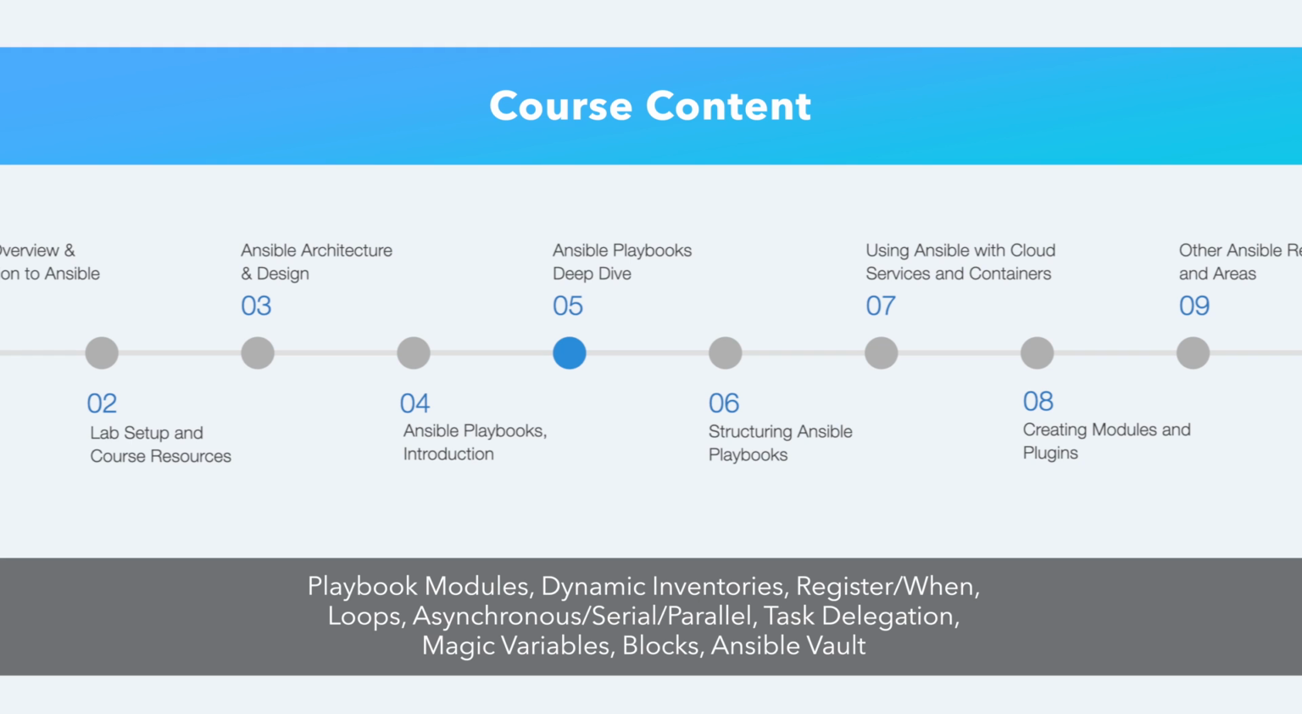We'll look at dynamic inventories, both how to use them and how to create them, the use of register and when for capturing information, the various ways of using loops. We'll look at the performance aspects with different means of execution such as asynchronous, serial and parallel, task delegation, i.e. how to make a task run on a specific target, Ansible's magic variables, Ansible blocks, and the Ansible Vault for securing information.